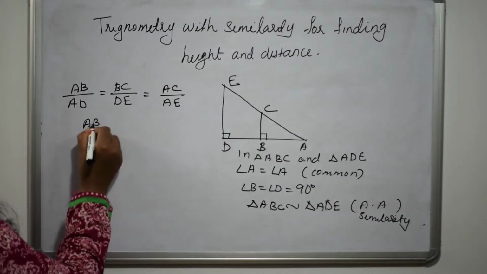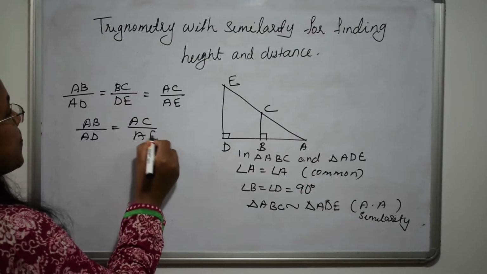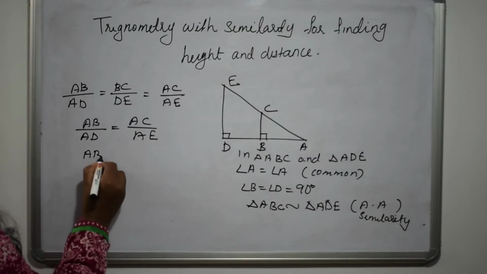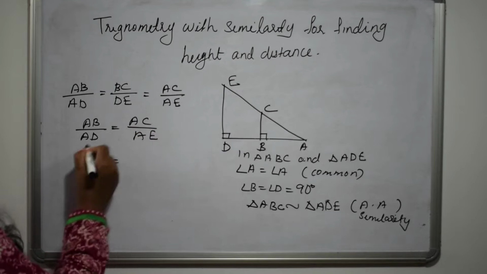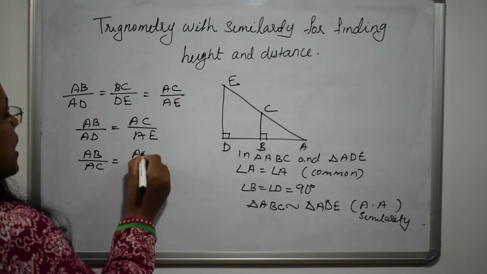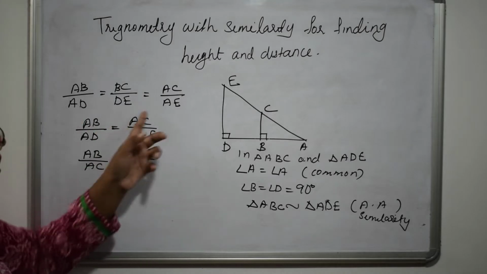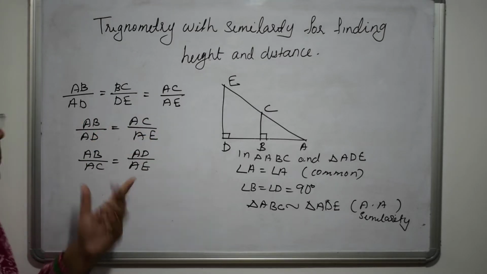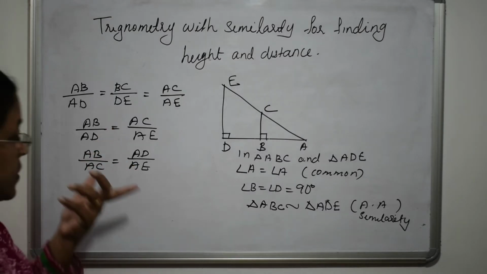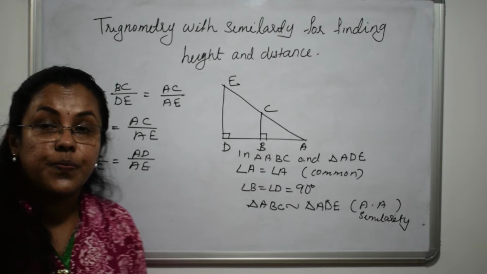Now we are going to rearrange these ratios. Consider any two ratios, AB upon AD is equal to AC upon AE. Rearranging these two ratios, we get AB upon AC is equal to AD upon AE. I hope all of you know this step. It's an easy step, otherwise cross multiply and rearrange it. AB upon AC is equal to AD upon AE.